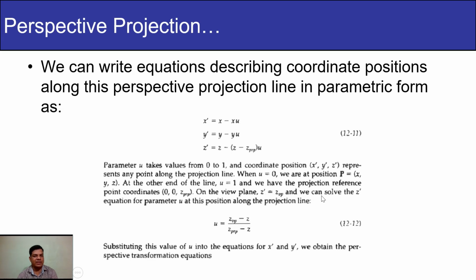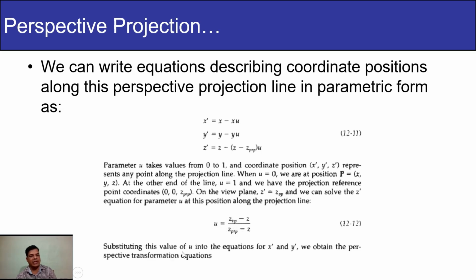And now we solve the equation for z', and we can solve the z' equation for parameter u at this position along the projection line. So from equation number 3, we have z' = z - (z - zprp)u. From this equation I calculate the value of u. Substituting z' as zvp, I get u = (zvp - z) / (zprp - z).